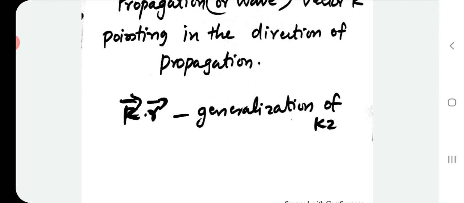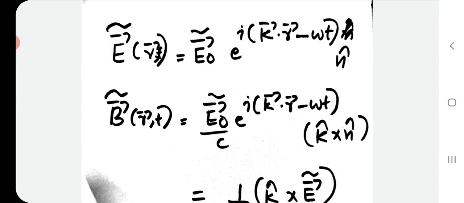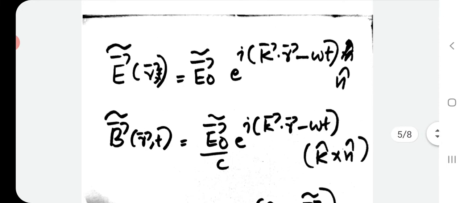k is the direction in which the wave is advancing, and r is the position vector. In place of z, we are not taking r. It's the position vector where we want to know the electric field and magnetic field of the electromagnetic wave. So see how we are writing the equations.